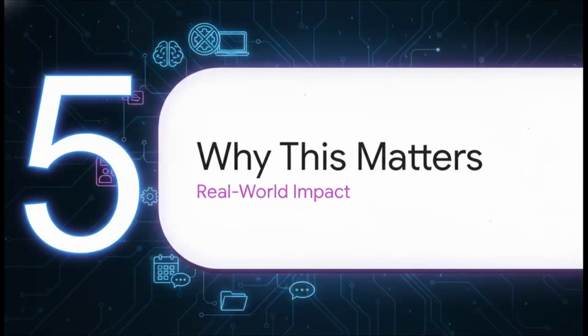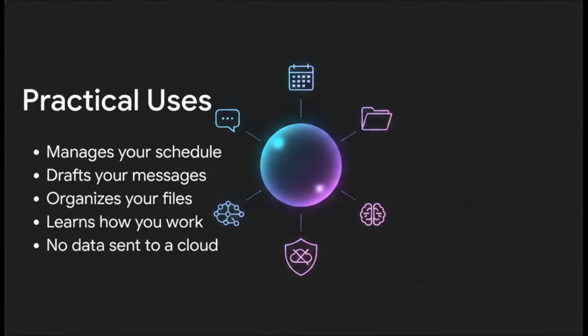Why this matters. The real-world impact. Picture this scenario. You have a digital assistant that actively manages your complex calendar schedules, intelligently drafts nuanced messages based on your actual past communications, organizes the messy files scattered across your hard drive, and genuinely learns the unique quirks of your personal workflow. Now, imagine it does absolutely all of that without ever sending a single byte of your personal information to a cloud company. For privacy-conscious individuals, businesses handling highly sensitive data, or developers working offline, this is a total game changer. You get all the benefits of advanced AI with none of the privacy risks.